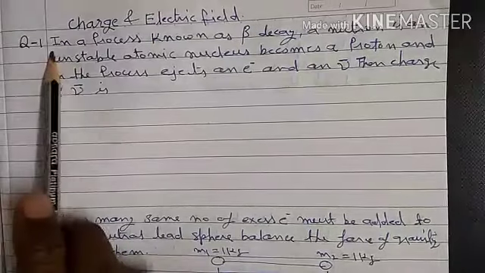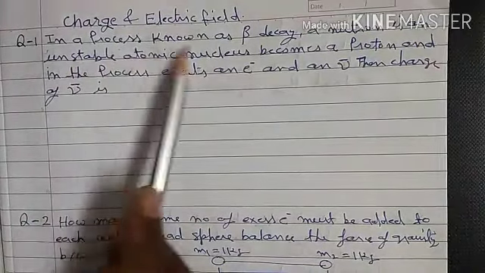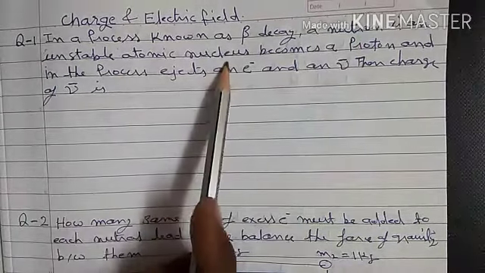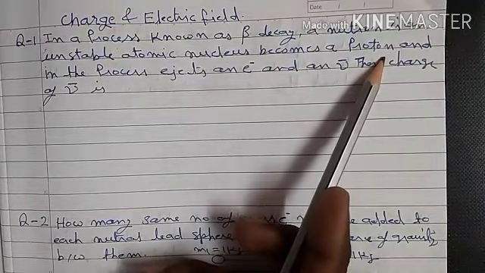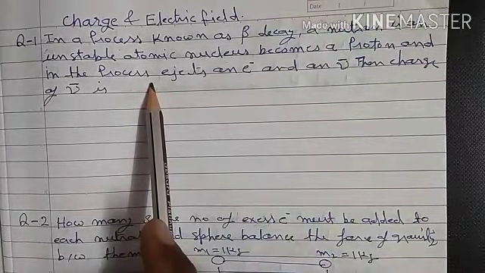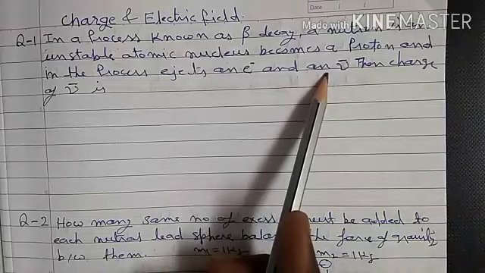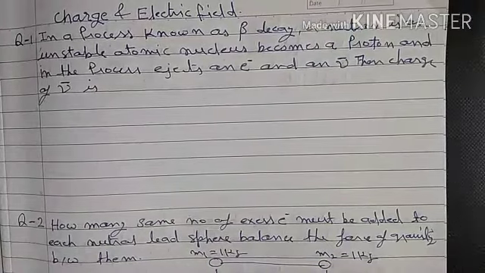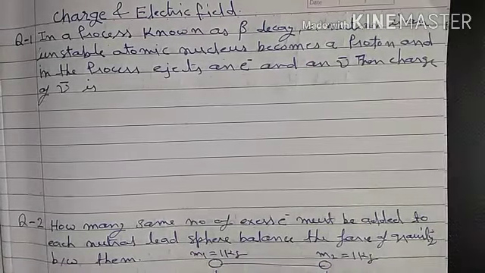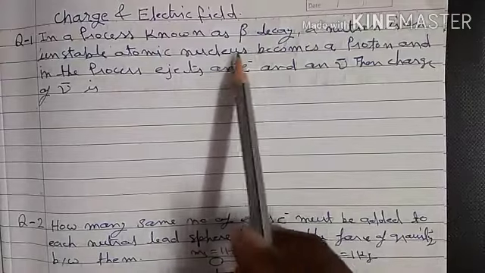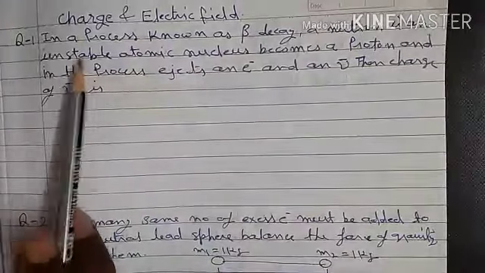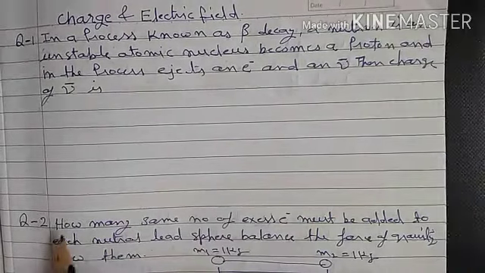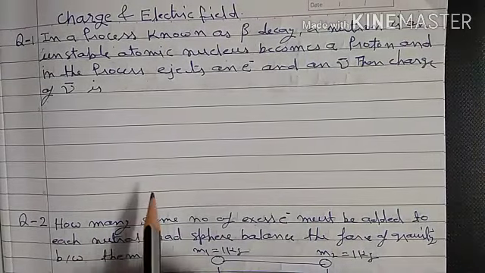Now the first question is: in a process known as beta decay, a neutron in an unstable atomic nucleus becomes a proton, and in the process ejects an electron and an antineutrino. Then the charge of the antineutrino is? In this question it is given that there is a beta decay process in which an unstable atomic nucleus becomes a proton. So what is the beta decay process?